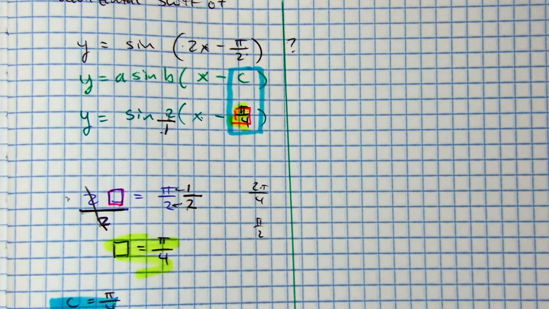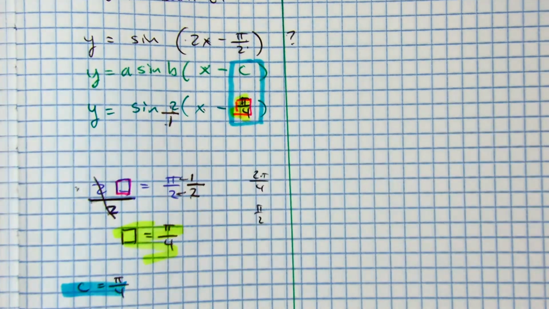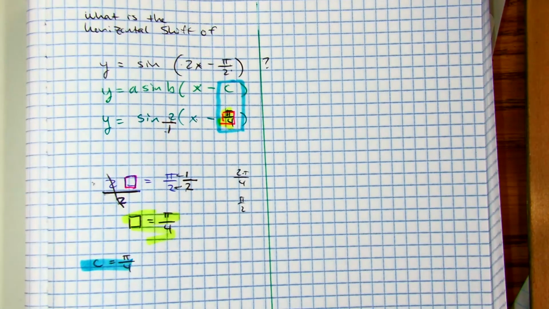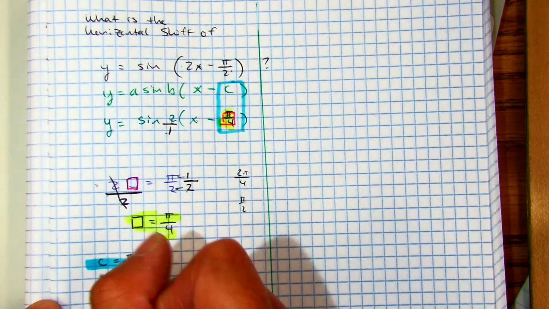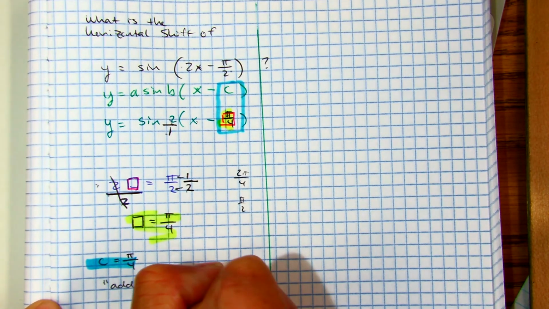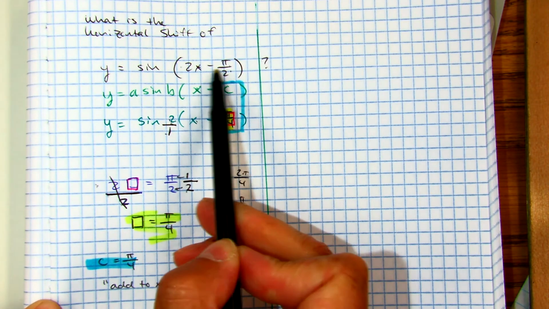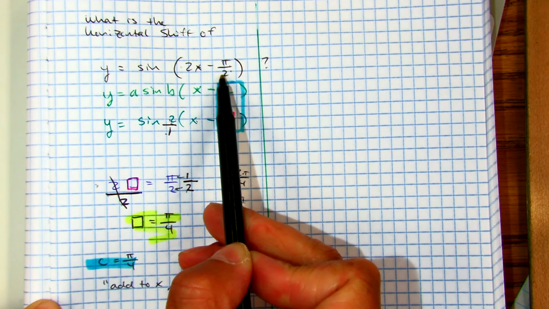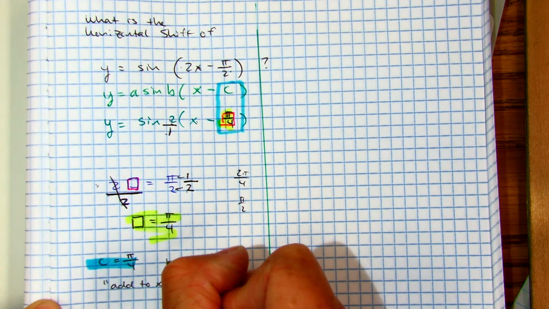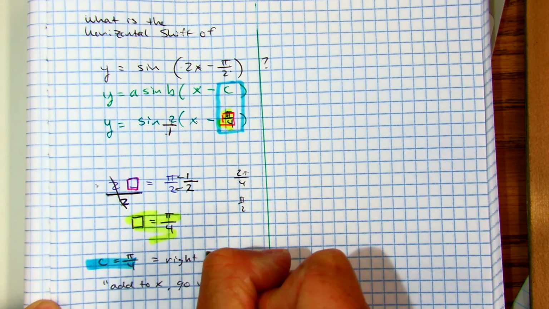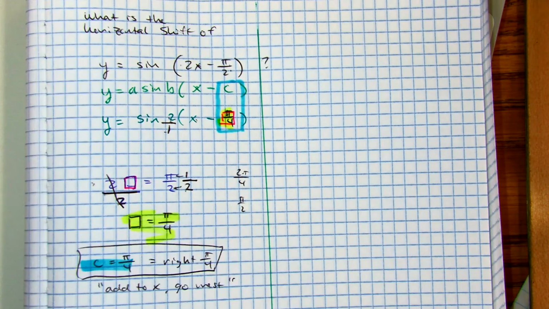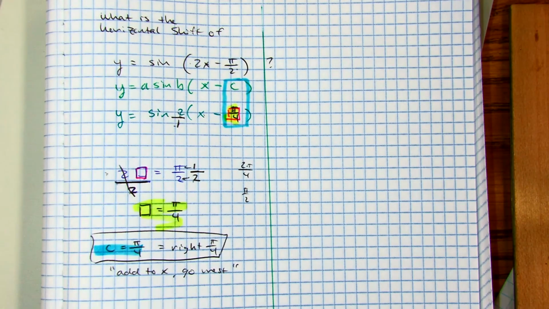B, tell A the silly phrase. Ready, set, go. Diane, tell me the silly phrase. Add 2x, go west. Class, do we see adding here? So we're not going to go to the left, we're going to go to the right. So this means right pi over 4. The phase shift is pi over 4, or you're going to go right pi over 4.